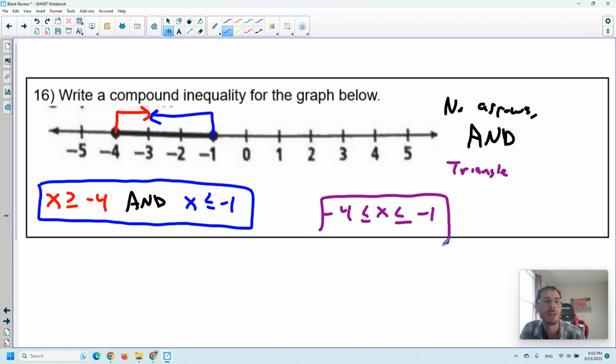Both answers are correct, so whichever one you want. Both of them are "and" inequalities. It's really up to you. We did a little bit more practice with the first one, but the triangle inequality is a little bit easier to write.